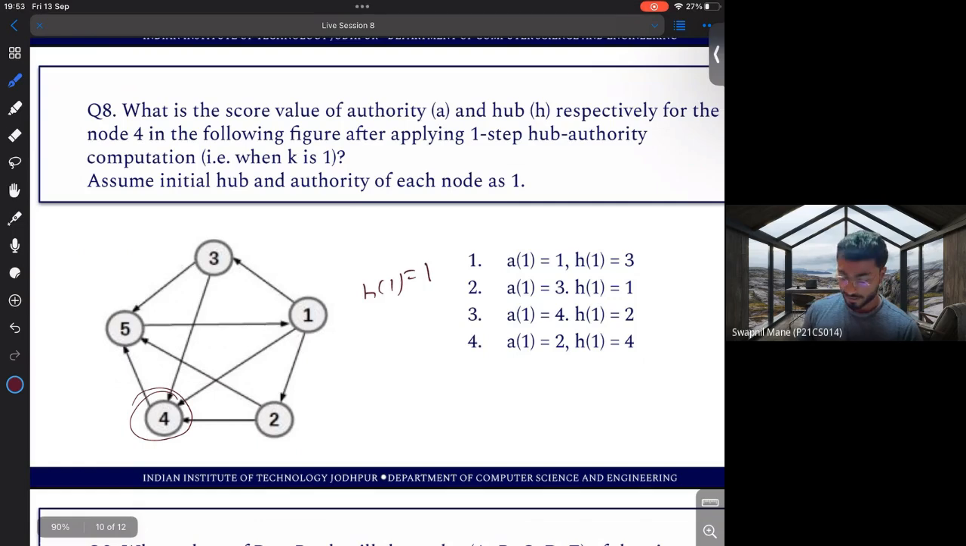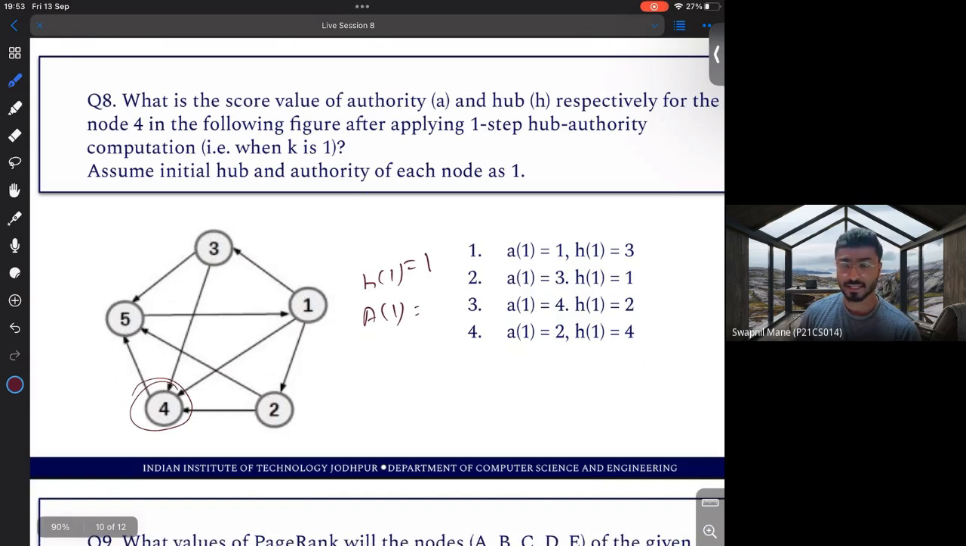For the authority calculation at step one, we need to see how many incoming edges there are. Here there are three incoming edges, so for authority it acts as a place, and three recommenders are recommending it. So I need to see the hub scores of the third node, the first node and the second node. They are 1, 1, 1, and 1 plus 1 plus 1 is 3. So option 2 is correct here.